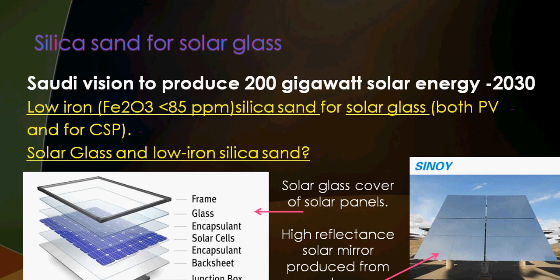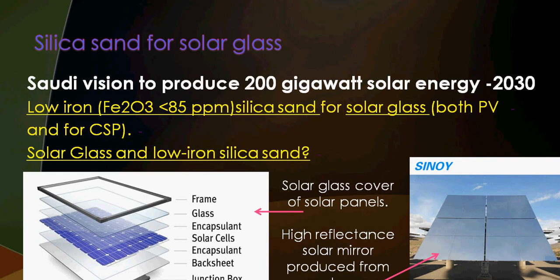And solar grade silicon is produced from metallurgical grade silicon. Metallurgical grade silicon is produced from lump quartz, not from silica sand. So on the left hand side, you can see the blue color sheet. This is the solar panel. The solar panel has to be covered with a glass, and that glass is called the solar glass. This solar glass is produced from a silica sand which is called low iron silica sand, where the iron content should be less than 85 parts per million.